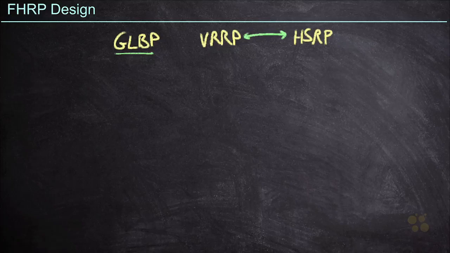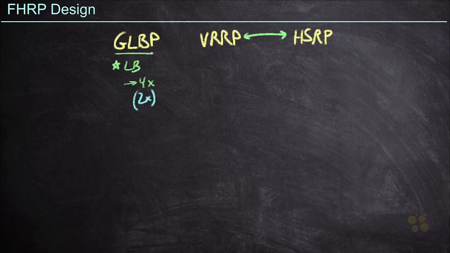But when it comes to GLBP itself, the primary benefit to GLBP is right there in the name. It's the fact that we can load balance traffic. And furthermore, we can load balance traffic on up to 4 different gateways. Now, the reality is that in most cases, we're never going to have 4 gateways on a network segment. Generally speaking, we're only going to have 2 gateways on a network segment.